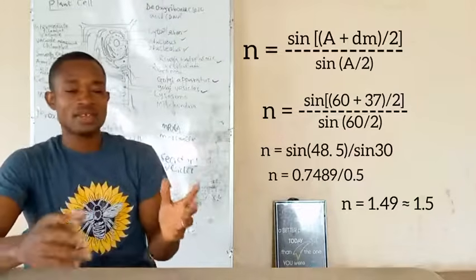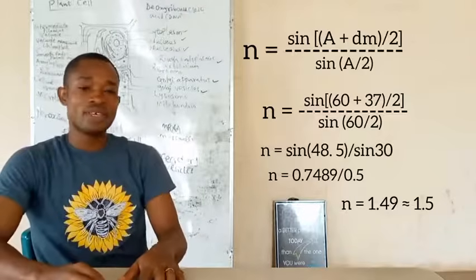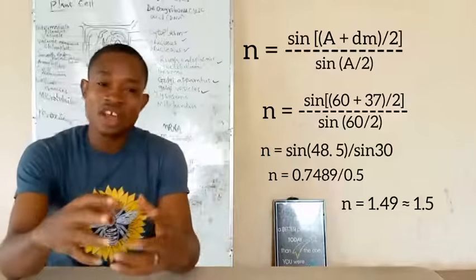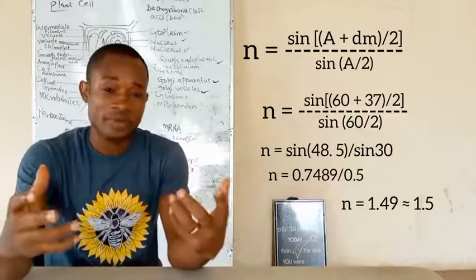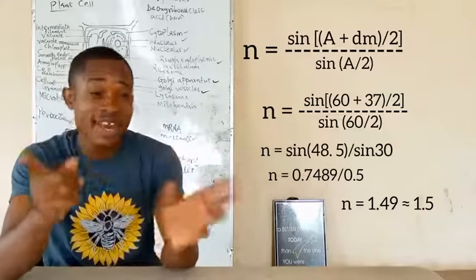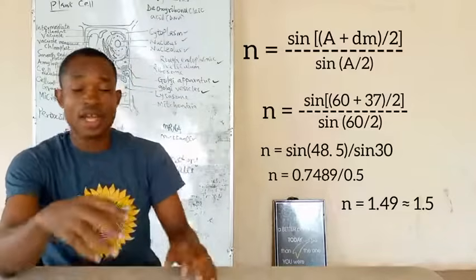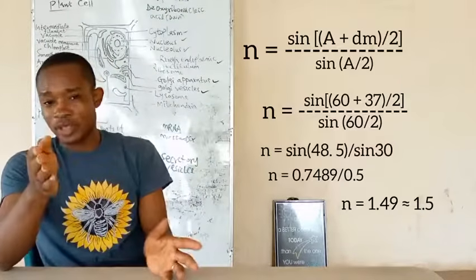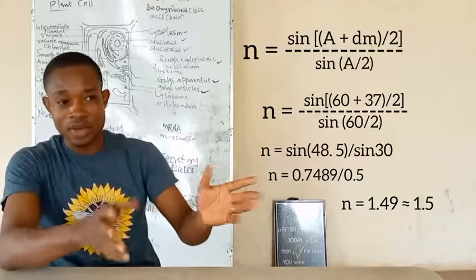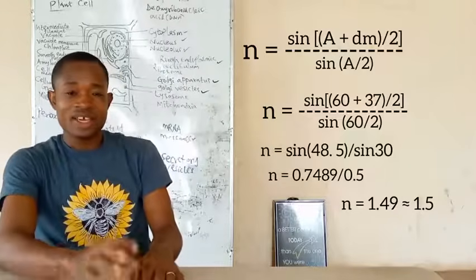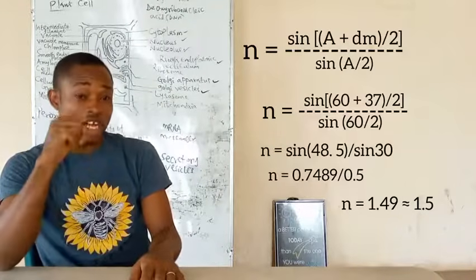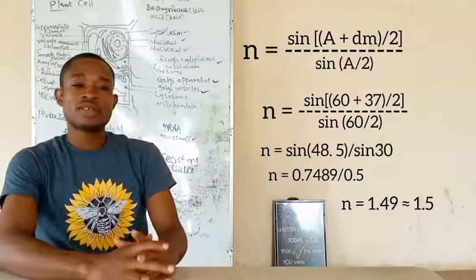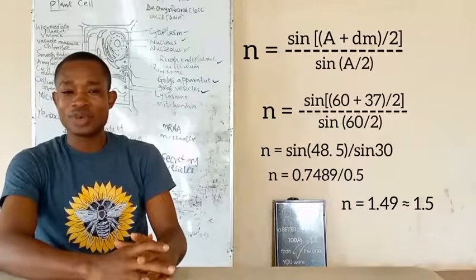If you approximate to 1 decimal, it's going to be 1.5, which is usually expected of a triangular prism. The refractive index is within that range. And so that is how you calculate the refractive index of the triangular prism. For my own triangular prism, which produced all this data that I have just analyzed graphically, the refractive index used in that experimental demonstration of refraction is 1.5 in 1 decimal.